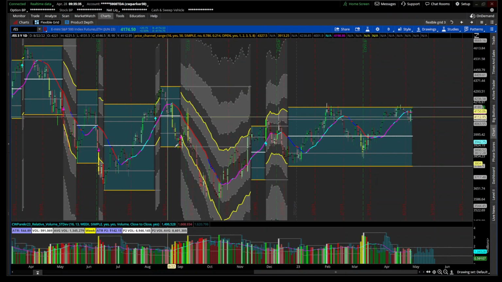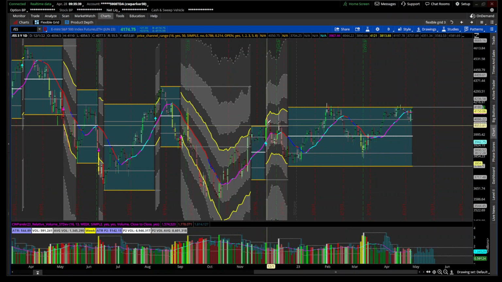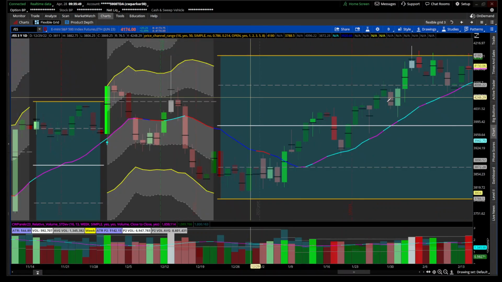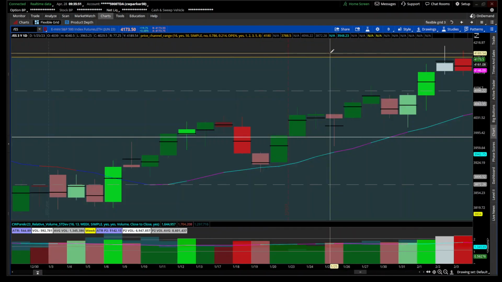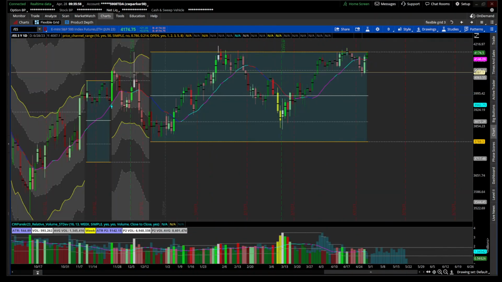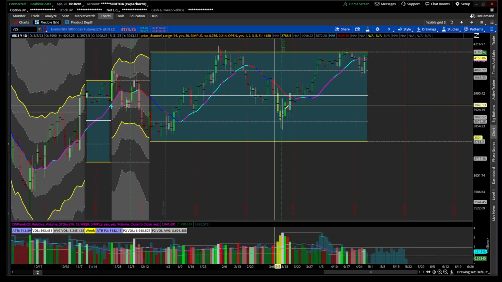You can see right here it broke below this range and just crashed down right there. It broke above, but it wasn't able to sustain it, and then it tried to break back above this range, the past range, and couldn't do anything. You can see here it's just trading within this range.